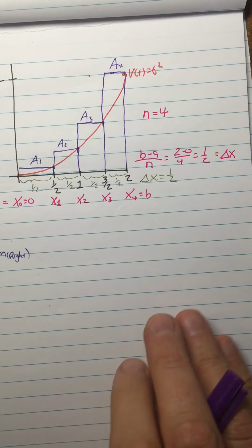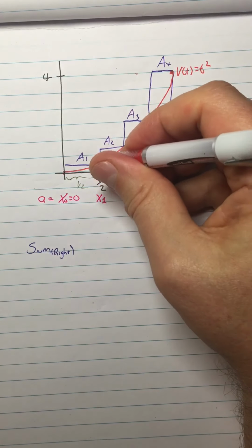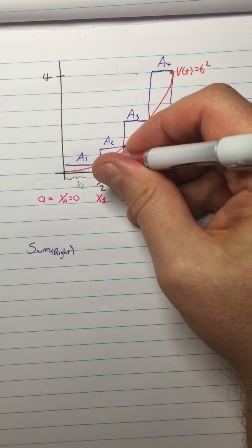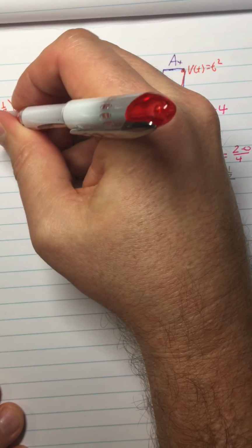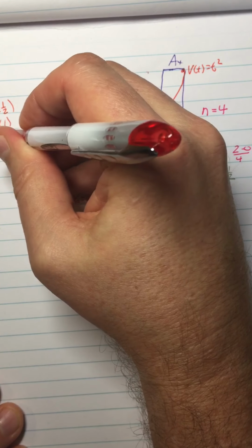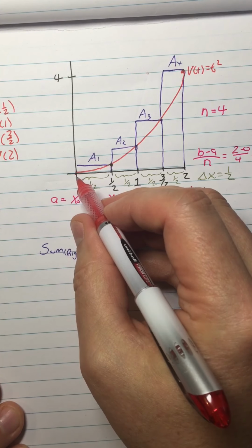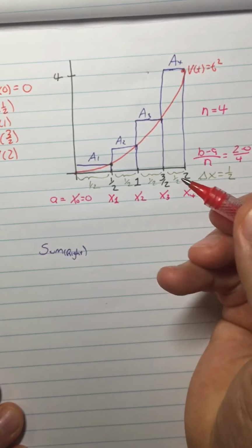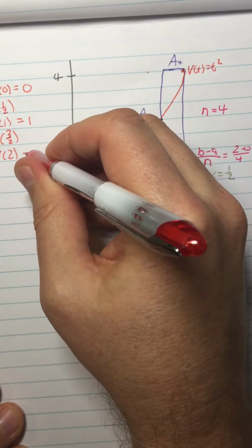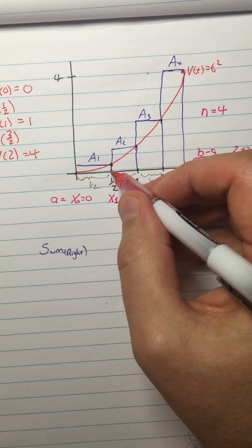So the other thing I need to know is the height of the rectangles. To know the height of each rectangle, what I have to do is know the function value, because the height of this first rectangle is whatever v of 1/2 is. All right, so what do I need to know? I need to know v of 1/2, v of 1, v of 3/2, and v of 2. So also really I need to know v of 0. And some of these things I already knew from previous work: v of 0 is 0, v of 1 is 1, v of 2 is 4.